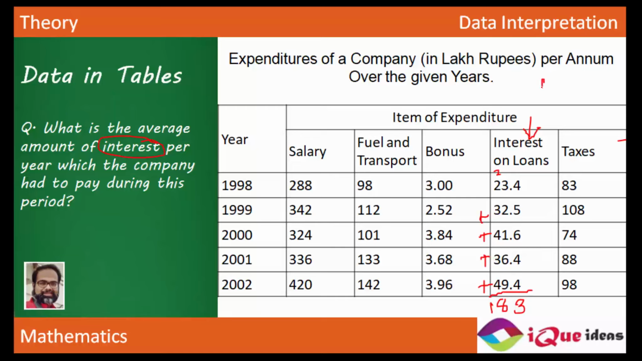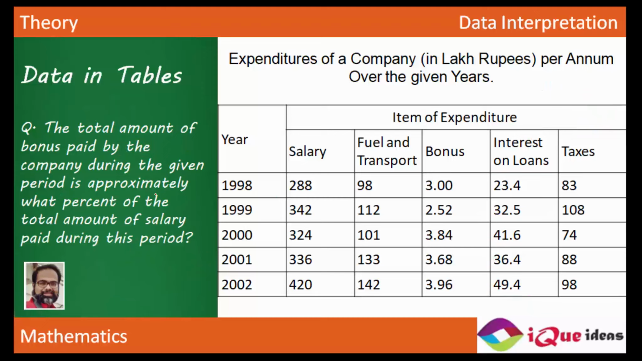So 183 when divided by 5 gives me 5 threes are 15, 3 carry forward, 5 6 are 30, point 3 carry forward, 5 6 are 30. So 36.6 is the amount which is the average amount of interest per year which the company has to pay. So as you can see, finding out the average of a particular row or a column could be a type of question which is asked under data interpretation in tabular format.